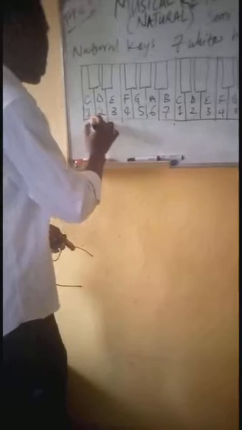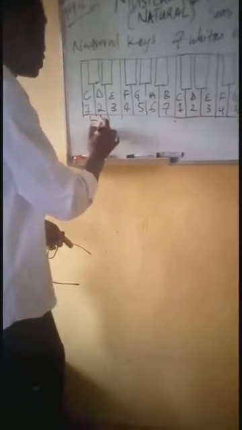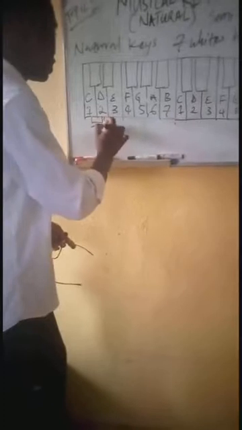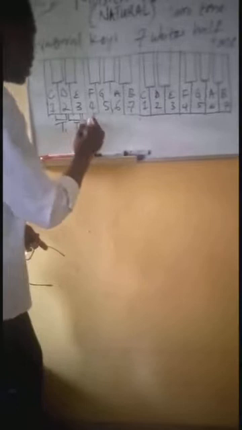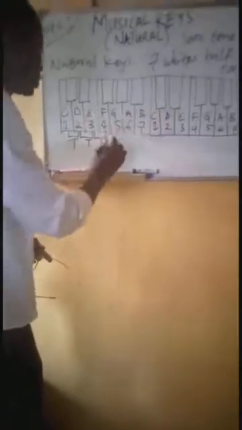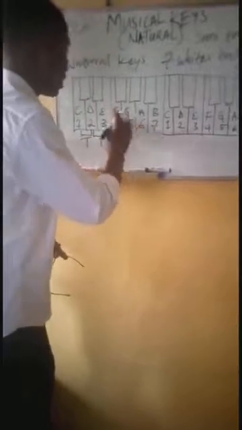So let's do this. From here to here, that is C to D, is a tone. T stands for tone. Now from D to E is a tone. From E to F is a semitone, because there is no black key between E and F. From F to G is a tone. Two semitones make up one tone.